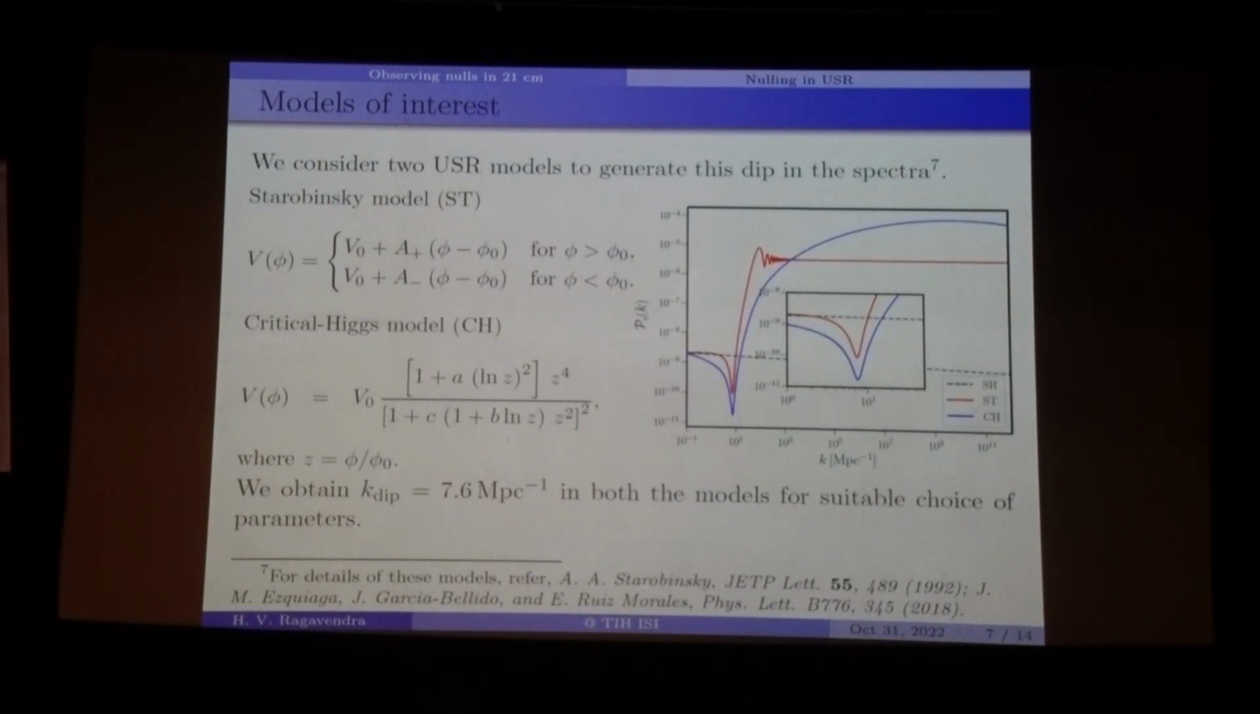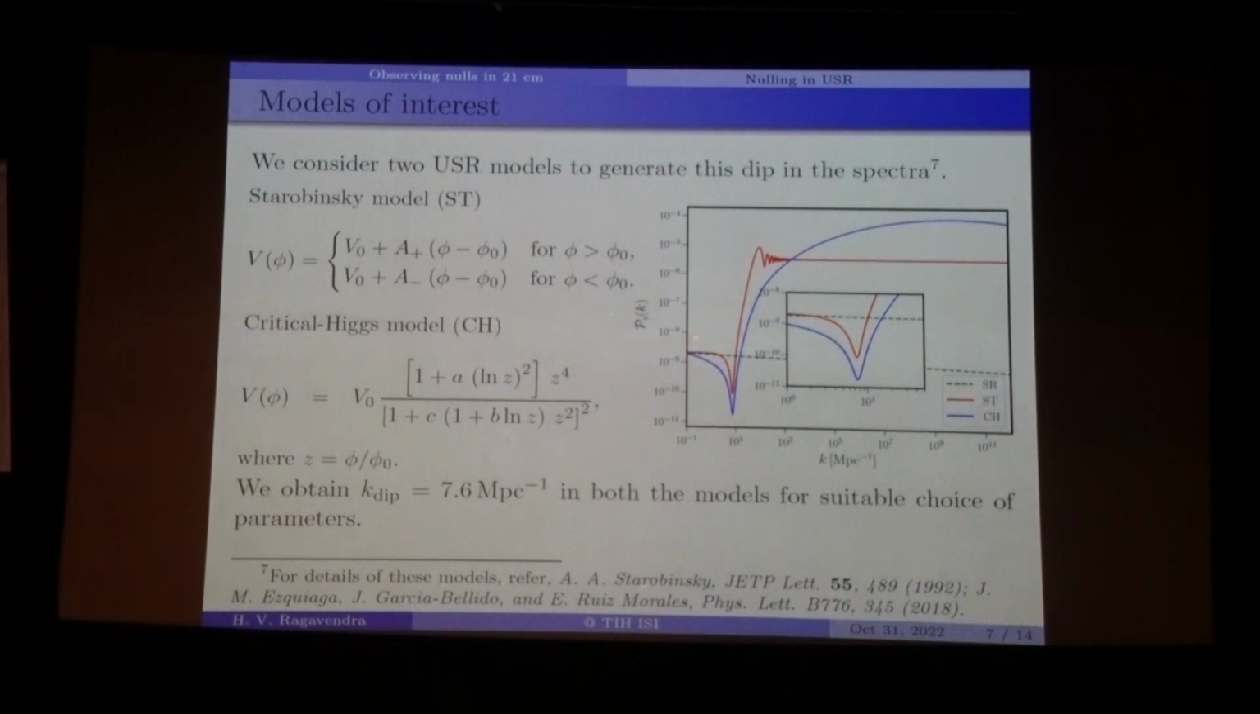These are the 2 models that I will be illustrating my findings with. One is a simple toy model proposed way early by Professor Starobinsky, called the Starobinsky model, and the other is a critical Higgs model which comes from a high energy physics motivation. For details of these models, you can refer to the original references, but here we just take these models. I fine tune the parameters such that I produce the dip of my interest at a regime which is between 10 to the power minus 1 and 10 megaparsec inverse, and I achieve that at 7.6 megaparsec inverse for both these models.